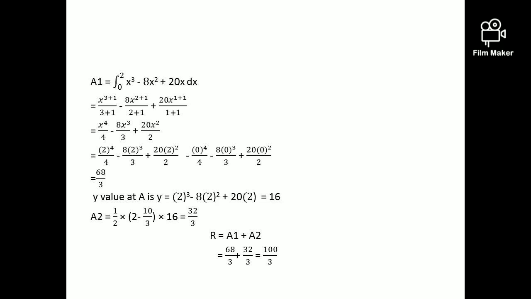Then to obtain the region R, you can add area 1 and area 2 as shown in the previous diagram. With that, you obtain the final answer as 100/3.